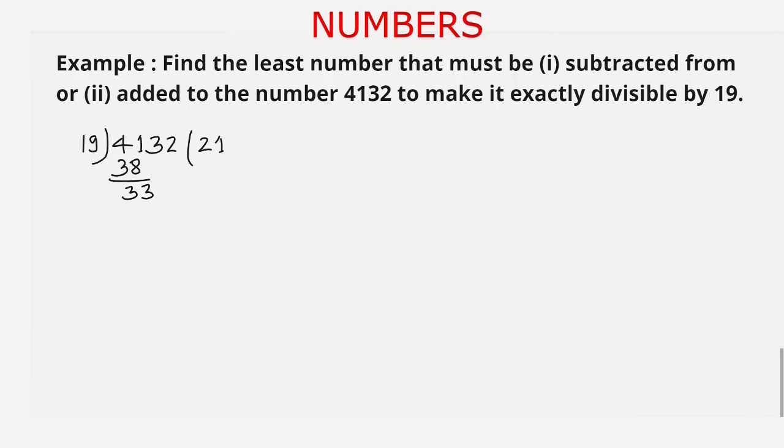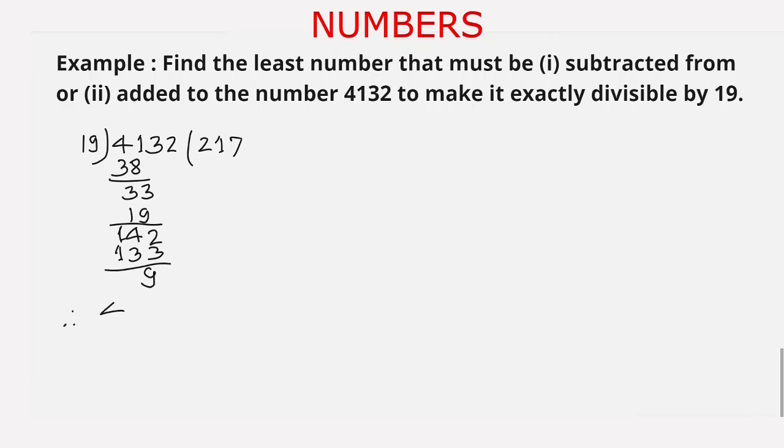19 times 1 is 19. On subtracting 19 from 33 we get 14 and we carry 2. 19 divides 142 for 7 times and 19 times 7 is 133. On subtracting 133 from 142 we get 9.